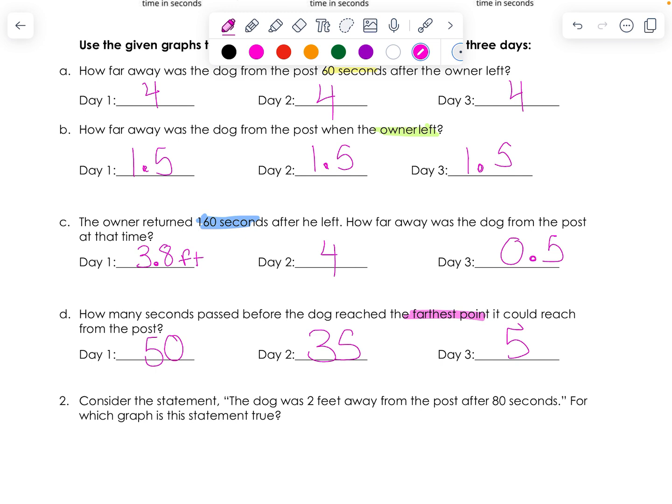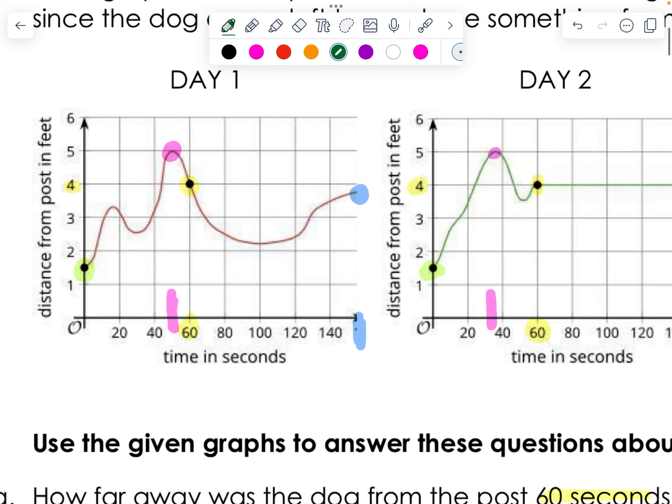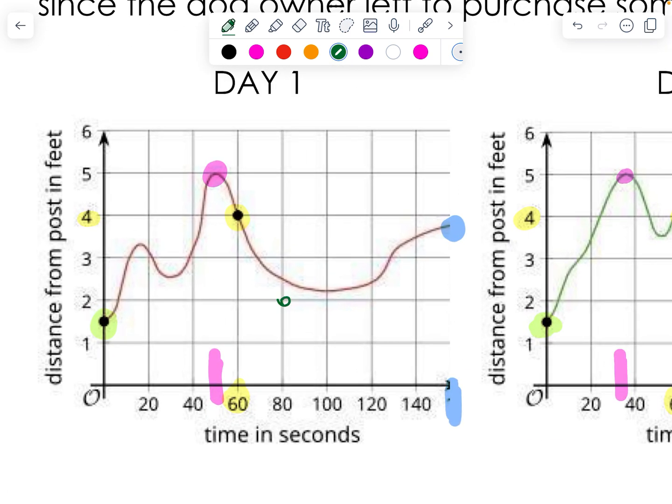Okay, consider the statement, the dog was 2 feet away from the post after 80 seconds. 2 feet away after 80 seconds. For which graph is the statement true? So let's just plot that point and see if it lands on the graph that they gave us. So 80 seconds, 2 feet away.